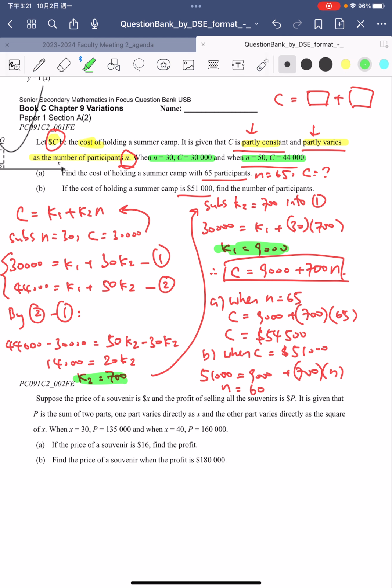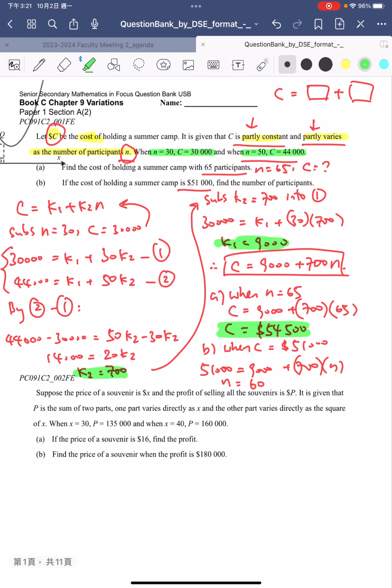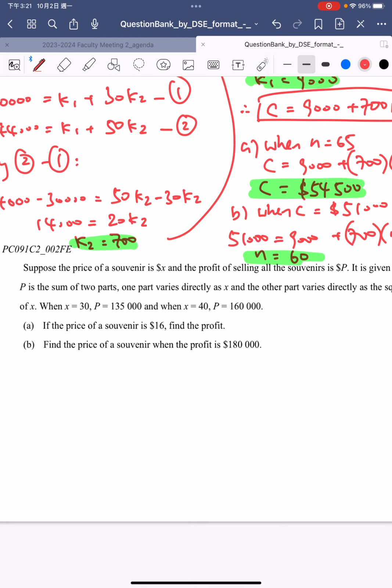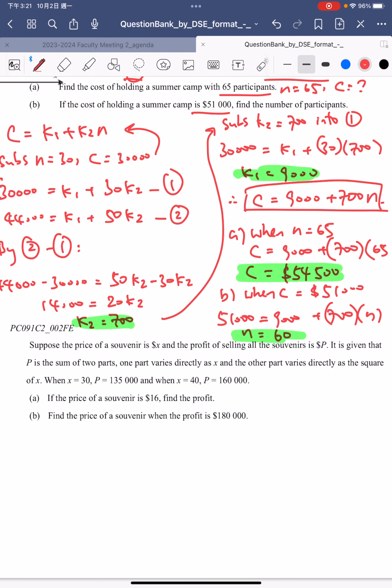So the answer for question A is 54,500, and for question B, we have n is equal to 60. So now moving to the second question. The second question is saying that the price of a souvenir is X dollars and the profit is P. So now in this one, we have two variables. The first one is the price, which is X, and the profit, which is P.